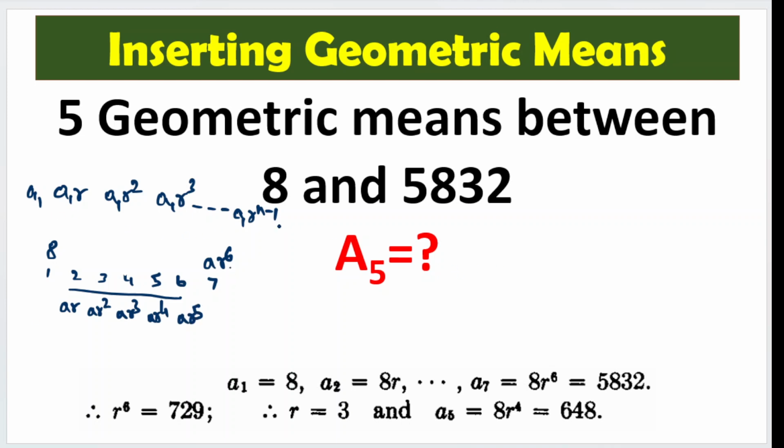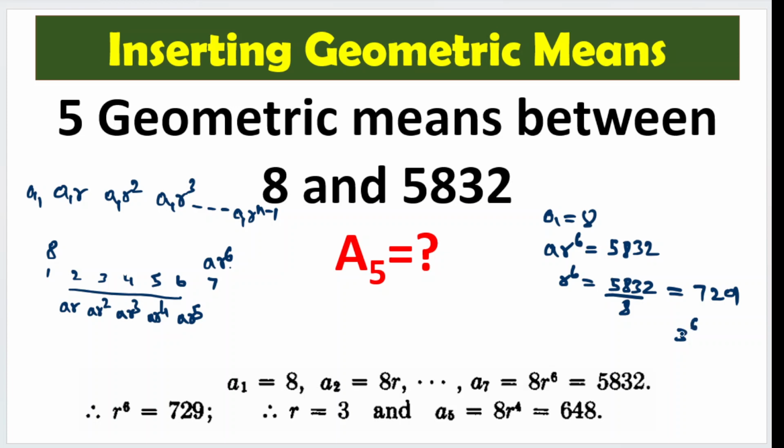Now here A is already given. A is equal to 8, and AR power 6 is equal to 5832. That means R power 6 is equal to 5832 by 8, which is equal to 729. What is 729? 729 is 3 power 6. We already know this.